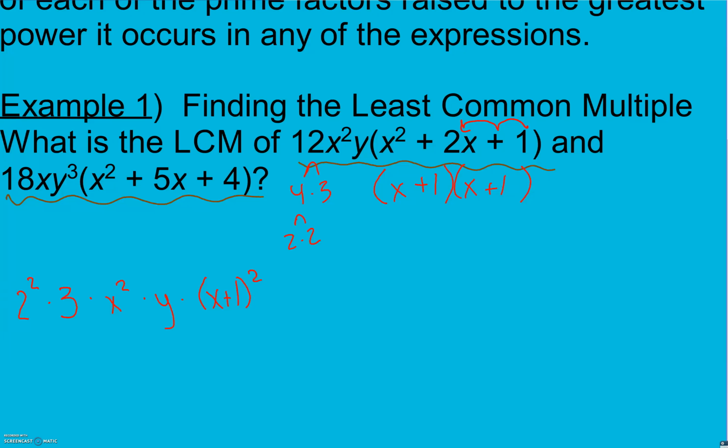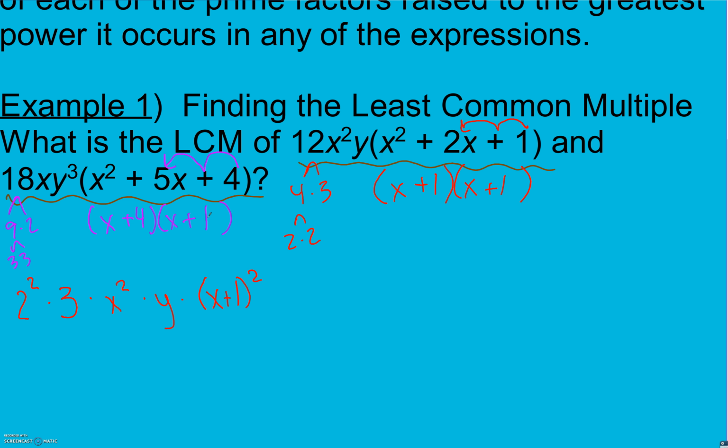Now I'm going to do the same thing with my 18, 9 times 2, 3 times 3, and my trinomial here. Multiply to 4, add to 5. Positive 4, positive 1. We want these to be completely broken down into factors, as prime of factors as we can get, which means they can't be broken down any further. Their only multiples are 1 and themselves.